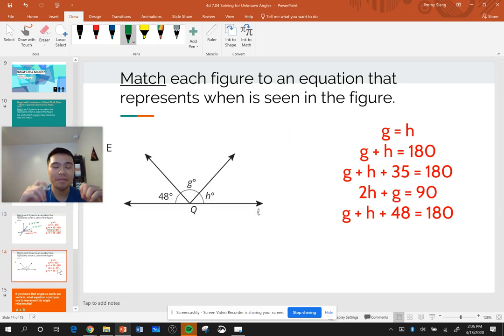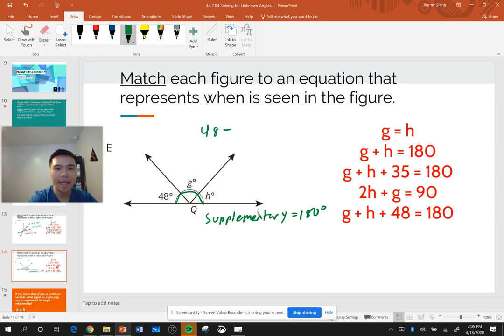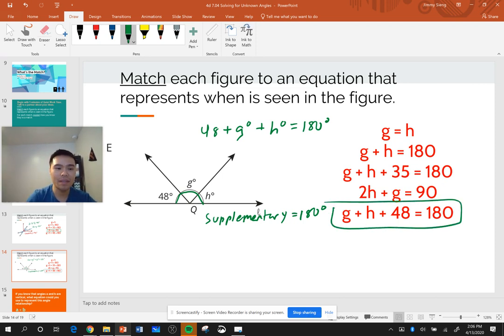Okay, this last one. So I already gave you that horizontal line. Perfect, right? We call that what? Supplementary. That's when the whole thing, that horizontal line, is equal to 180 degrees. And I have all these other ones inside, right? If I was to make an equation for it, I could say, well, it's 48 plus whatever g is plus h will give me 180 degrees, okay? So there's your equation for that. And that looks like it's going to be this last one. All right? So hopefully you're feeling good about that. That's pretty much what our lesson is for today, okay? Pretty simple, right?